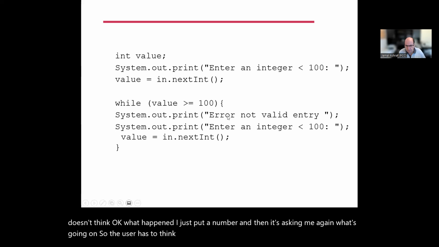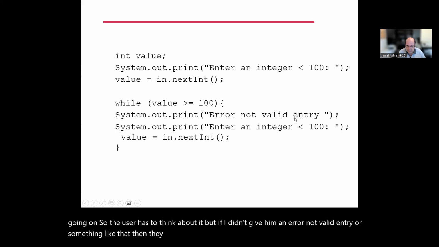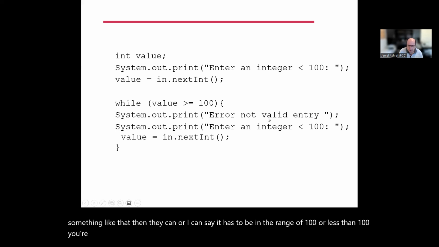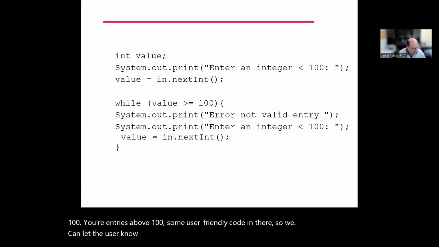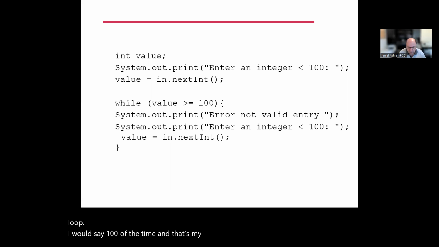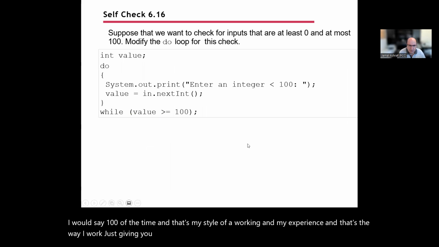But if I then give them an error, not valid entry or something like that, then I can say it has to be in the range of 100 or less than 100. Your entry is above 100. Some user-friendly code in there so we can let the user know. So as I am saying, do while is not my favorite, and I want to use while loop, I would say 100% of the time. And that's my style of working and my experience, and that's the way I work. Just giving you guys an example.